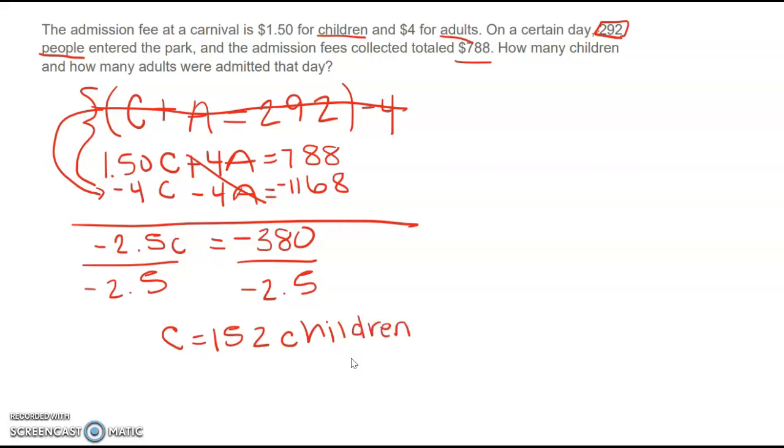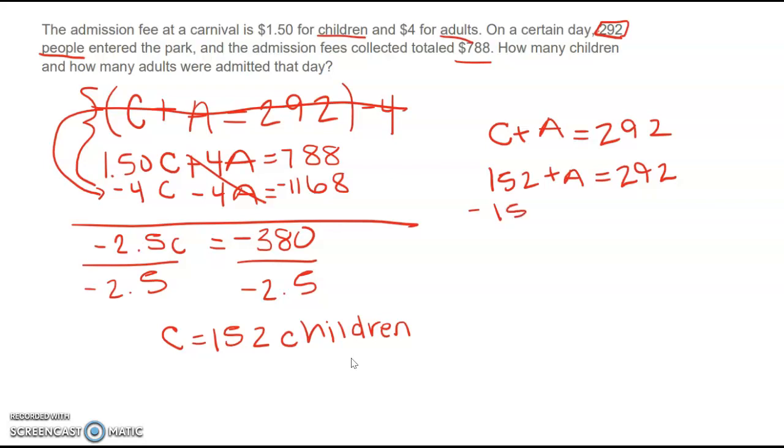Okay, now we need to find adults. How do we do that? Well, we can plug the c into one of the equations and solve for a. I'm going to go ahead and just plug it into this first equation because there are no coefficients in front of c and a. So we'll put in 152 for c plus a equals 292.